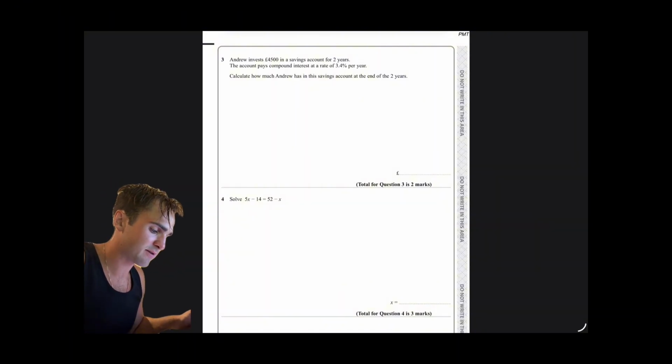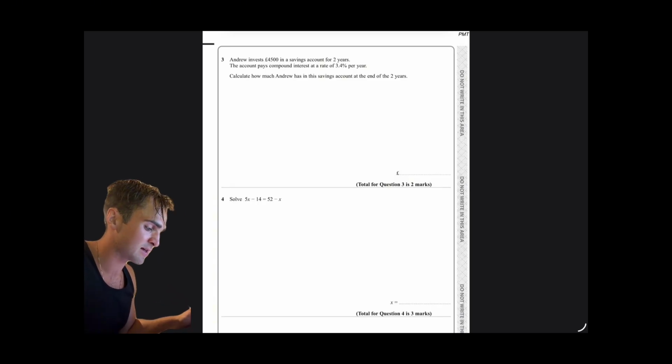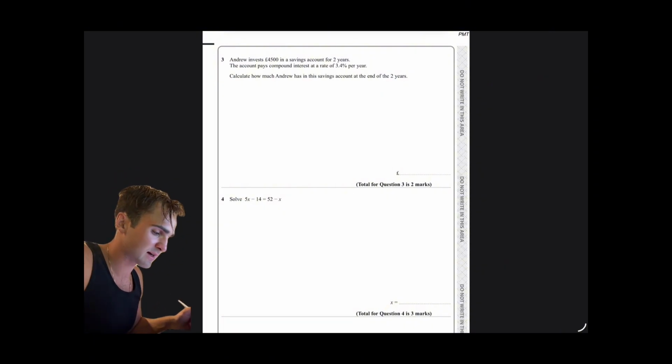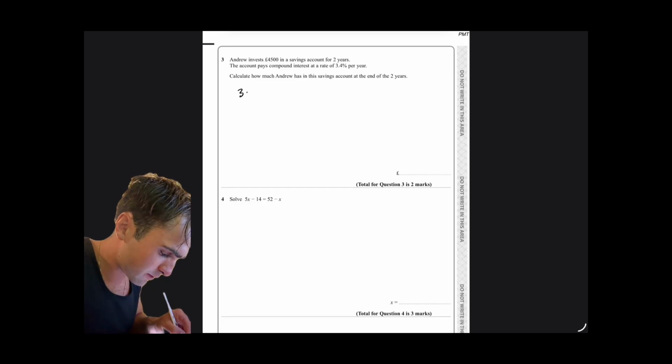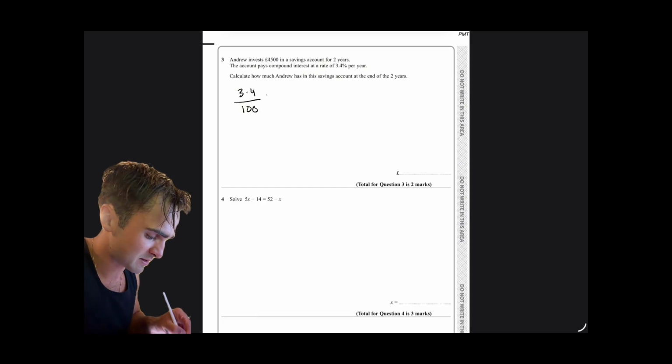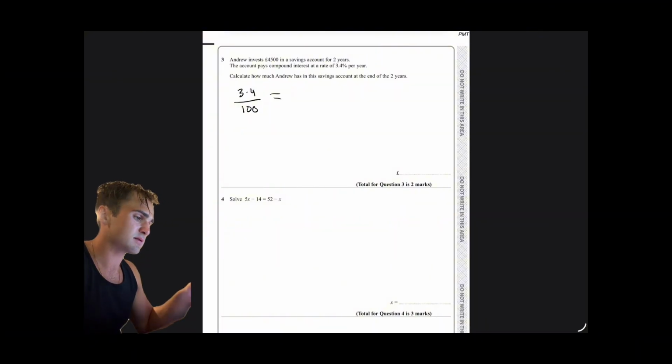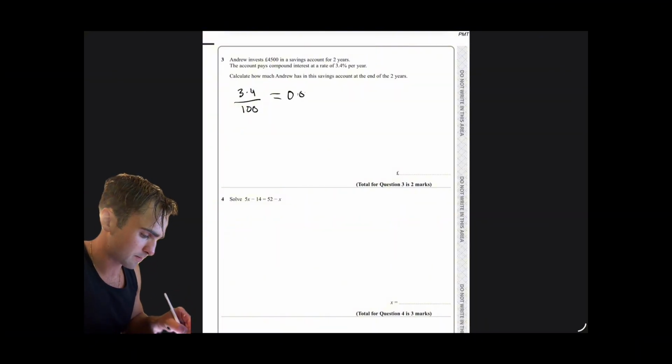Andrew invests £4,500 in a savings account for 2 years. The account pays compound interest at a rate of 3.4% per year. Calculate how much Andrew has in this savings account at the end of 2 years. So we have to express 3.4% as a multiplier to the money. 3.4 divided by 100 is our percentage as a decimal, which is 0.034.